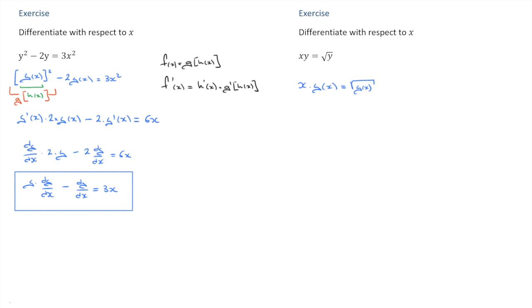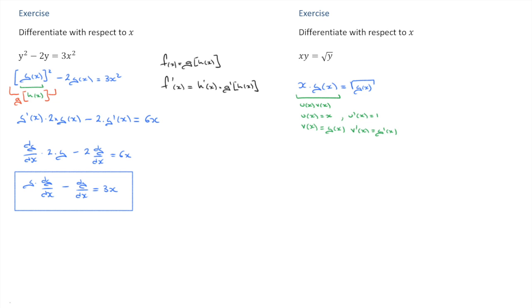Now, we can quite clearly see that on the left-hand side we're dealing with a product of two functions, that's x times y of x, and so we can think of that as u of x times v of x, where u of x equals x and v of x equals y of x. And so u dash of x, the derivative, would equal 1, and v dash of x, well, that would just be y dash of x. And so we'll be able to use the product rule here to differentiate the left-hand side.